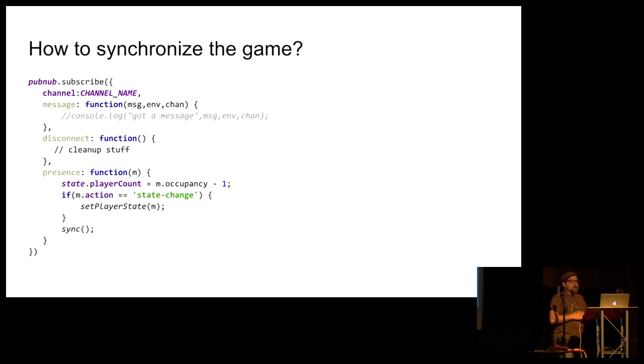So all I do is wait for those presence events. It will include not only somebody who left or joined, but also the current occupancy of the whole channel. I subtracted by 1 because I don't want to count myself, meaning the dashboard, as one of the players. And then if it's a state change action, then I just update my local copy of the player state.